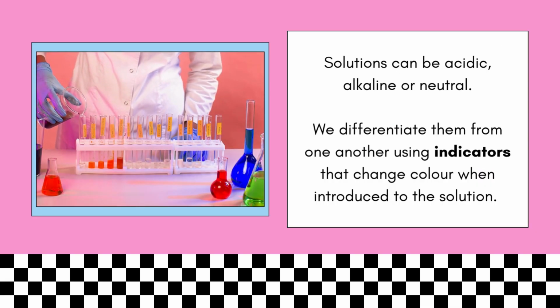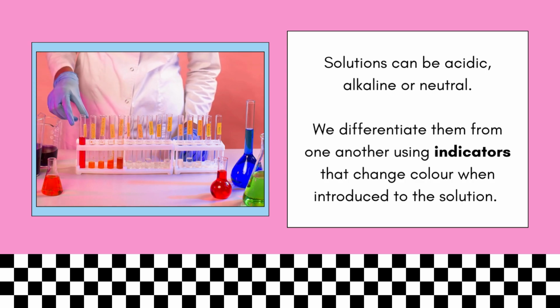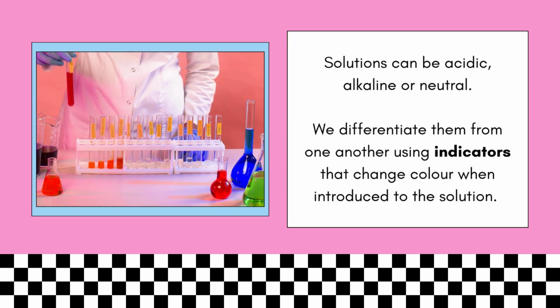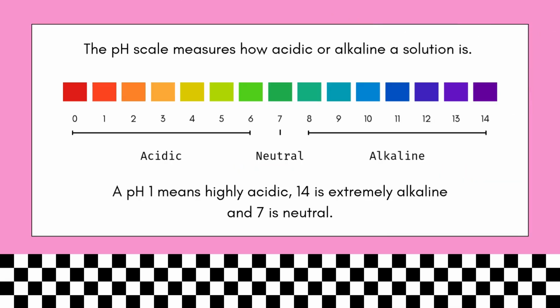Solutions can be acidic, alkaline, or neutral. We differentiate them from one another using indicators that change color when introduced to the solution. The pH scale measures how acidic or alkaline a solution is. A pH of 1 means highly acidic, 14 is extremely alkaline, and 7 is neutral.